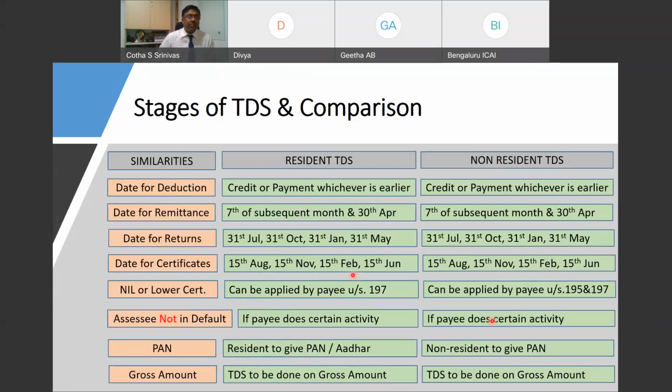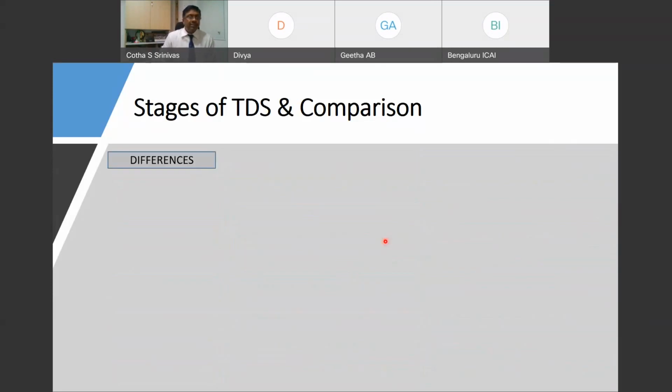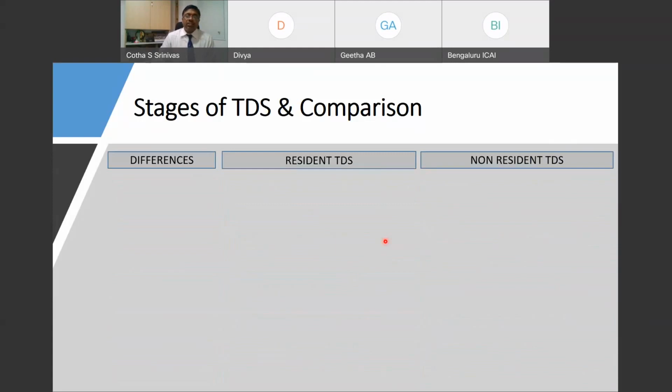So these are some of the similarities I thought to share with you with respect to resident TDS and non-resident TDS. Now let us see what the differences are between resident TDS and non-resident TDS. Basically we have to understand these differences. We have to remember that the similarities are the same for both resident and non-resident. These differences are what we have to remember a bit more.